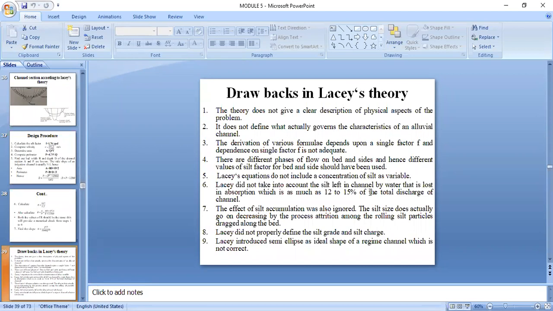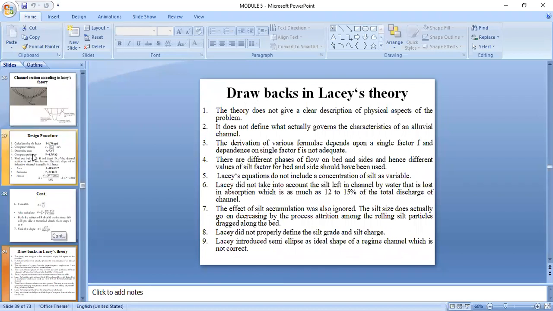account the silt left in the channel by water that is lost in absorption, which is as much as 12 to 50% of the total discharge in the channel. So whatever silt is deposited on the bed of the channel has not been taken into account, and the effect of silt accumulation was also ignored. Lacey did not properly define the silt grade and silt charge, and Lacey introduced a semi-ellipse as an ideal shape of a regime channel, which is not correct. In any design procedure you have some advantages and disadvantages. So these are some of the limitations in Lacey's method of channel design.